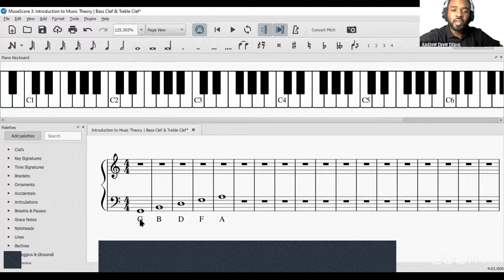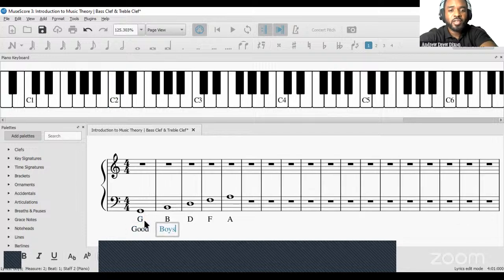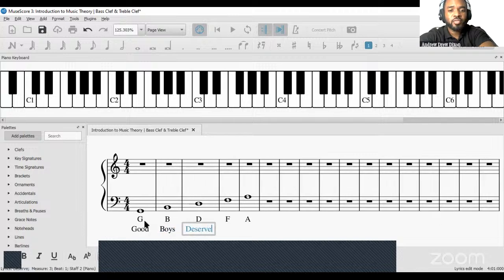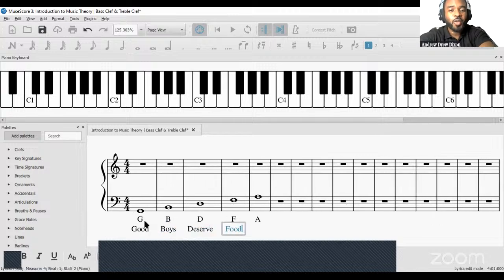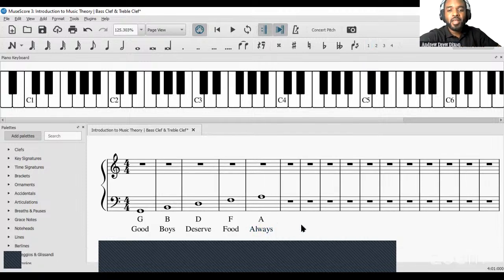And there is an acronym that they taught me when I was just learning piano. It says, Good Boys Deserve Food Always. All right. So that's it for the notes, the lines of the bass clef. Of course, at this point, if you have any questions, you can feel free to ask your questions in the comments.